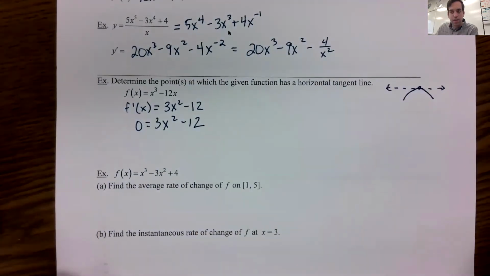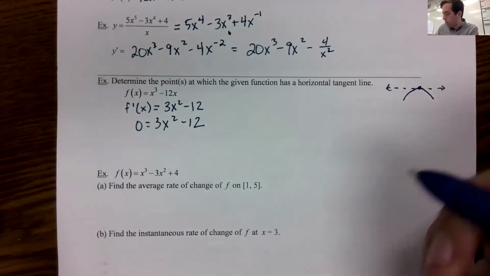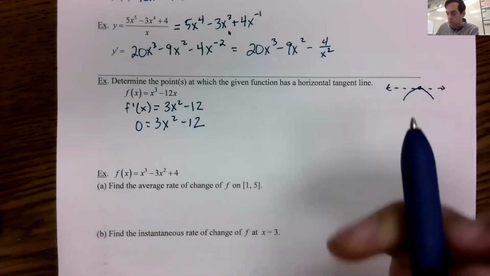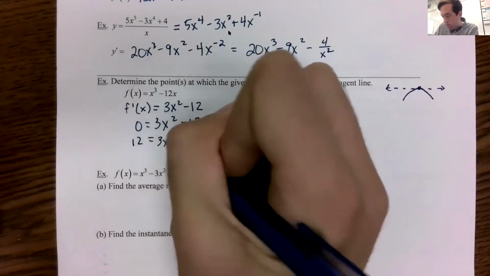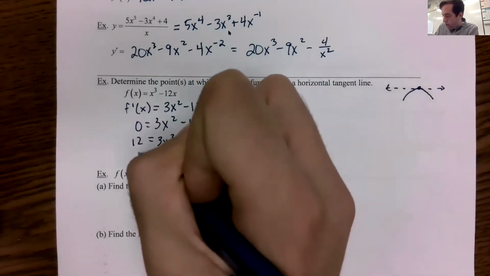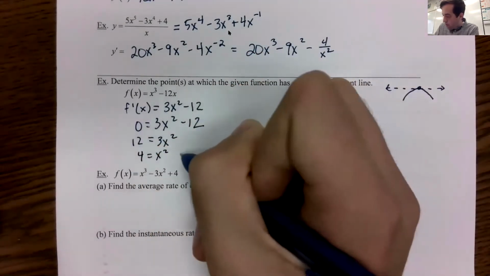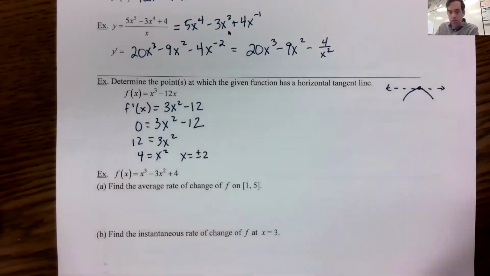Because that's going to give us any time where the derivative is 0, any time where the original function had its horizontal tangent line, because it has a slope of 0 at the point. And so we have to solve this for x. There's only one x term, so we can actually just add the 12 to the other side instead of factoring. Then we can divide by 3, and we get x equals plus or minus 2.